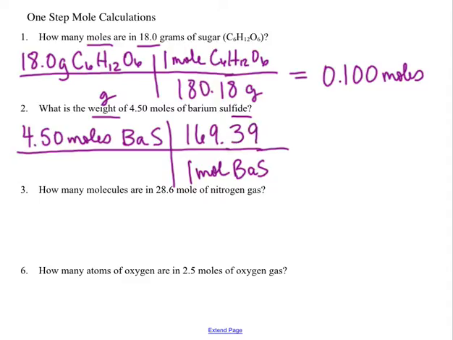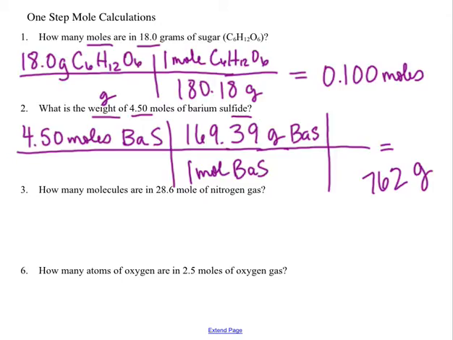So 39 is fine. Grams of barium sulfide for every 1 mole of barium sulfide. So my moles cancel, giving me grams, and we're done. I don't know why I continued my little thing. So to 3 sig figs based on this 4.50, what are our number of? Nice, 762 grams.